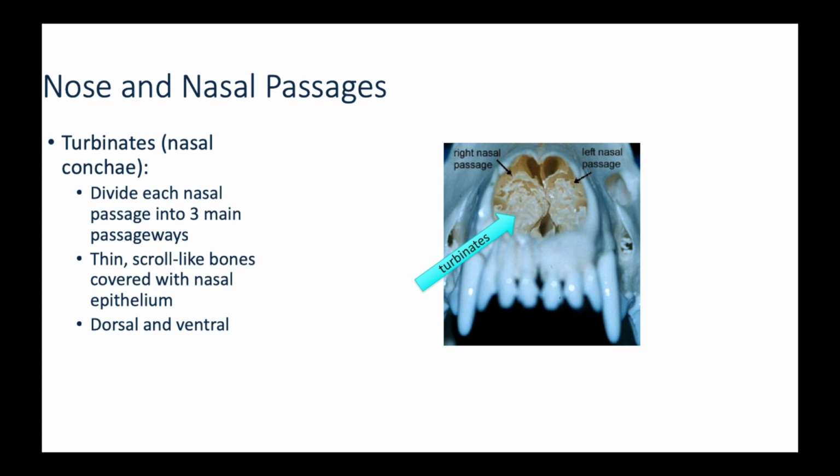Moving on down the way, the nose and the nasal passages, we have the turbinates, which are those little scroll-like bones. They divide each nasal passage into three main passageways, and of course we have a dorsal and a ventral passage.